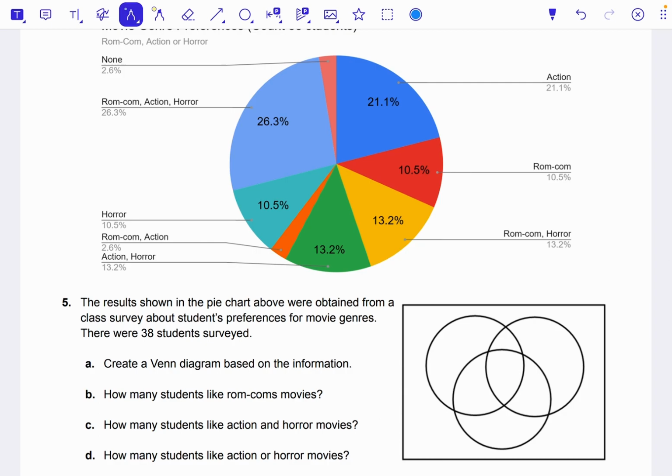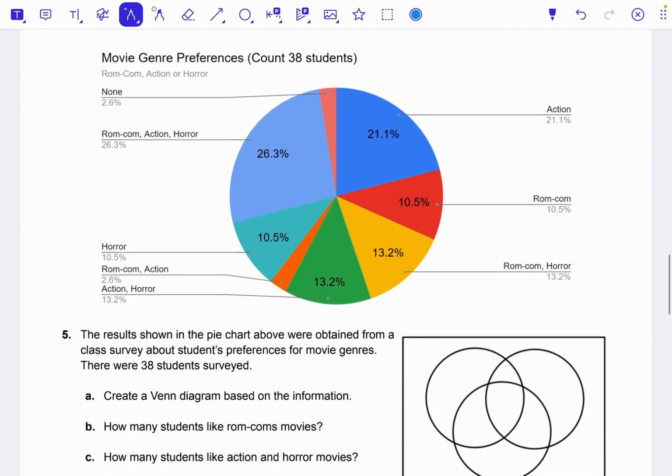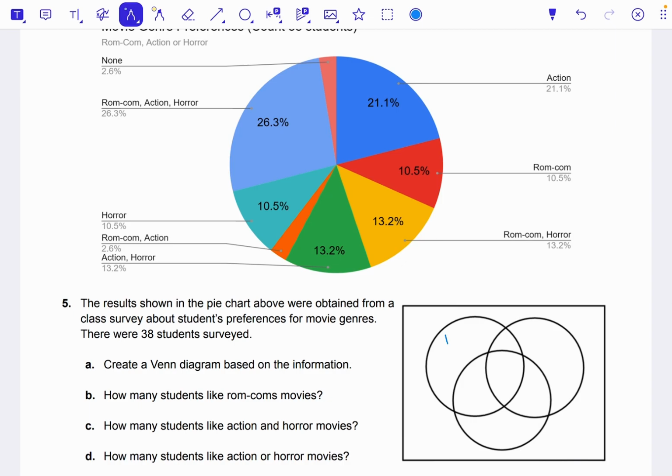One thing you could do before you even start on anything else is label the circles. I'm just going to use initials. R is for rom-com, H is for horror, and A is for action movies. Since all three terms start with different letters, it's okay to use abbreviations here. Now, the next thing I'm going to do is go through my pie chart and figure out how many people belong in each category, and then use that to build my Venn diagram.